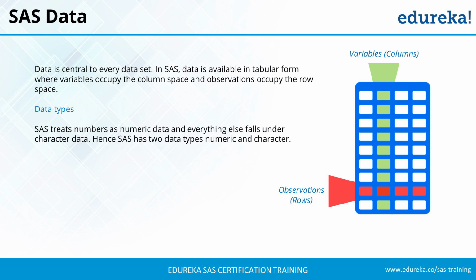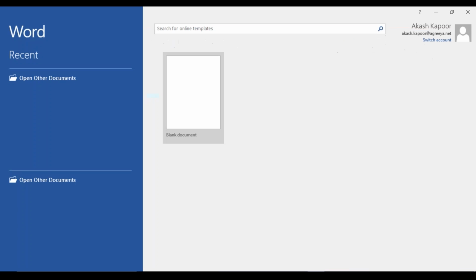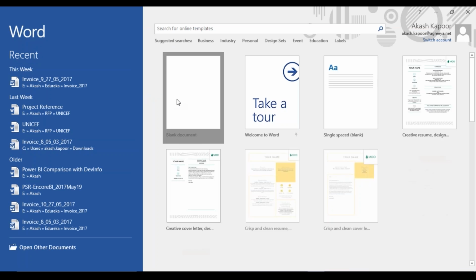SAS treats numbers as numeric data and everything else falls under character data. SAS has two types of data. So instead of string or varchar, it just has numeric and character. Those are the two types of data SAS deals with. Now the SAS date is something important, because SAS has a different way of treating the date.